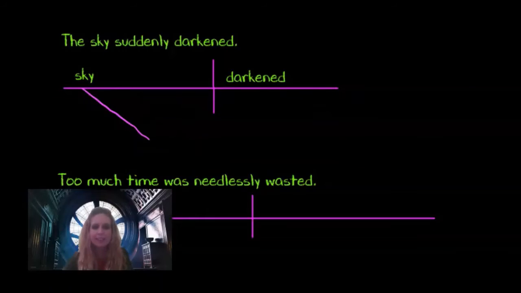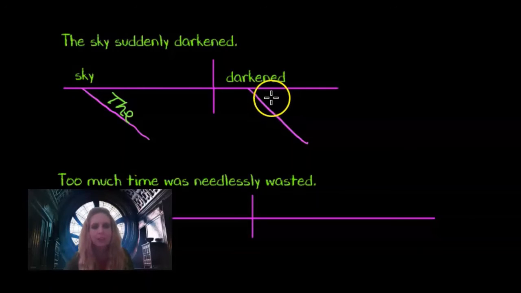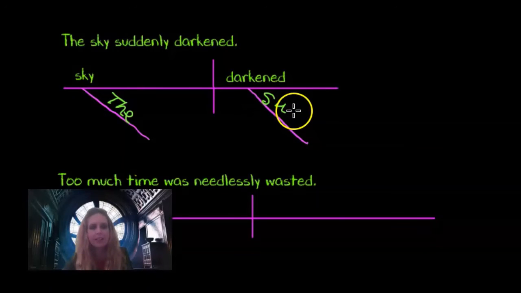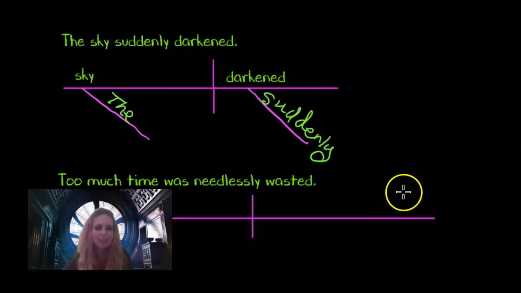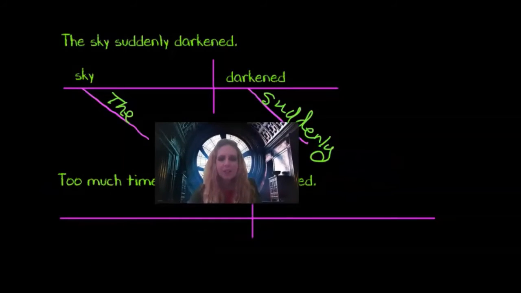All right, so we would draw a line there, and we would write the on the line here because the describes sky. Now, what about suddenly? Where is suddenly going to go? It is going to go on a line here that describes darkened. So we would write suddenly on our line that's slanted because suddenly describes darkened. Okay, it tells us more about darkened.